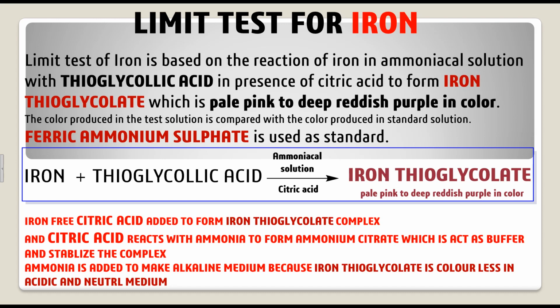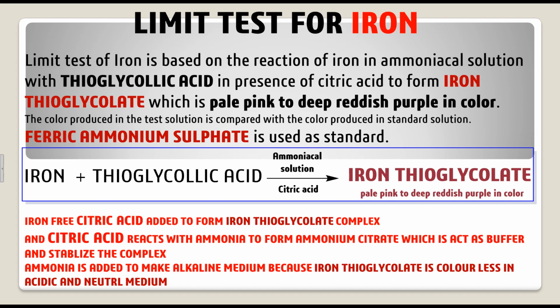What next? Limit test of iron. Limit test of iron is based on the reaction of iron in ammoniacal solution with thioglycolic acid in presence of citric acid to form iron thioglycolate complex, which is pale pink to deep reddish purple in color. The color produced in the test solution is compared with the color produced in standard solution. Here ferric ammonium sulphate is used as a standard.